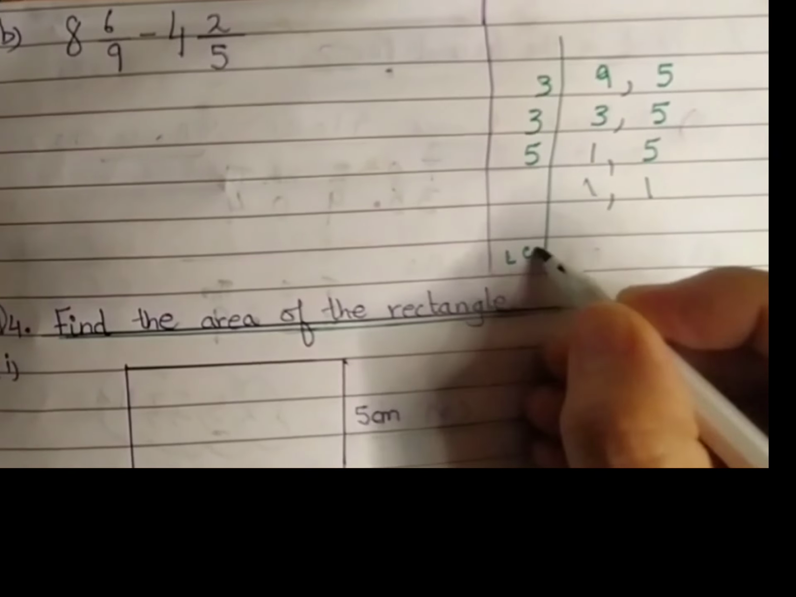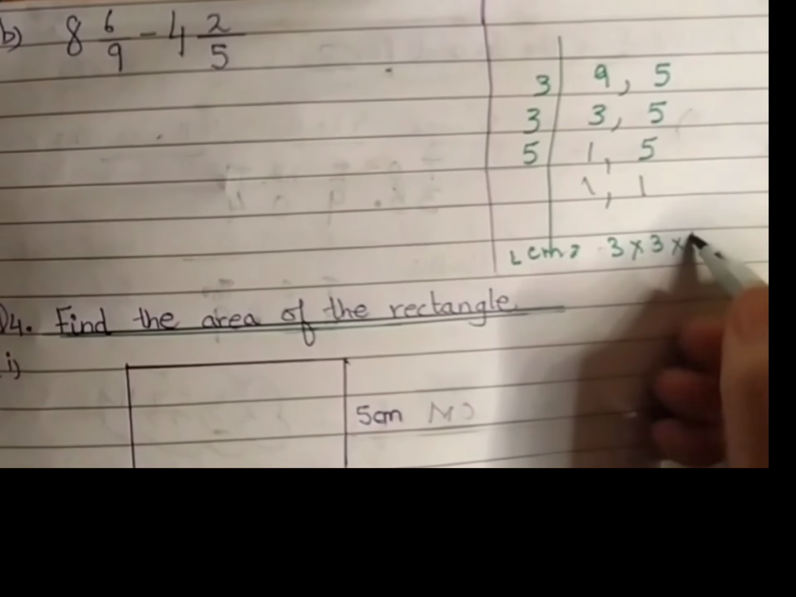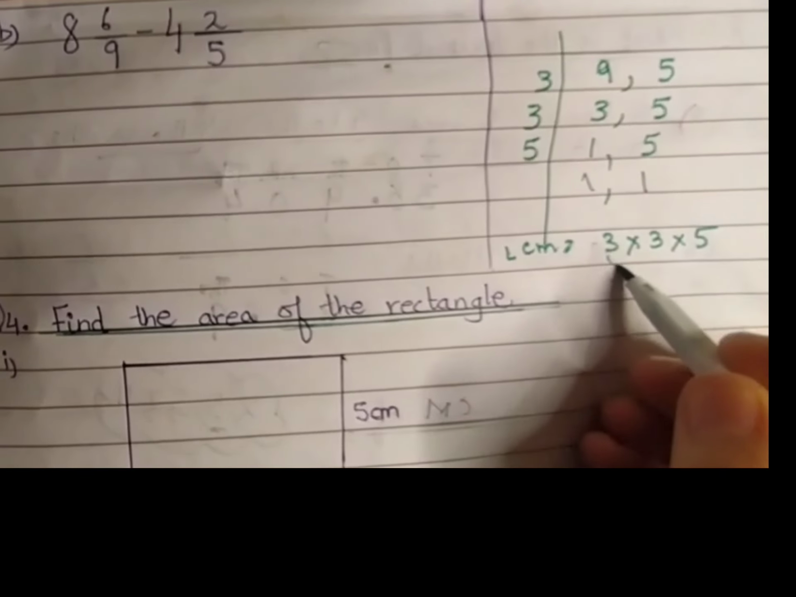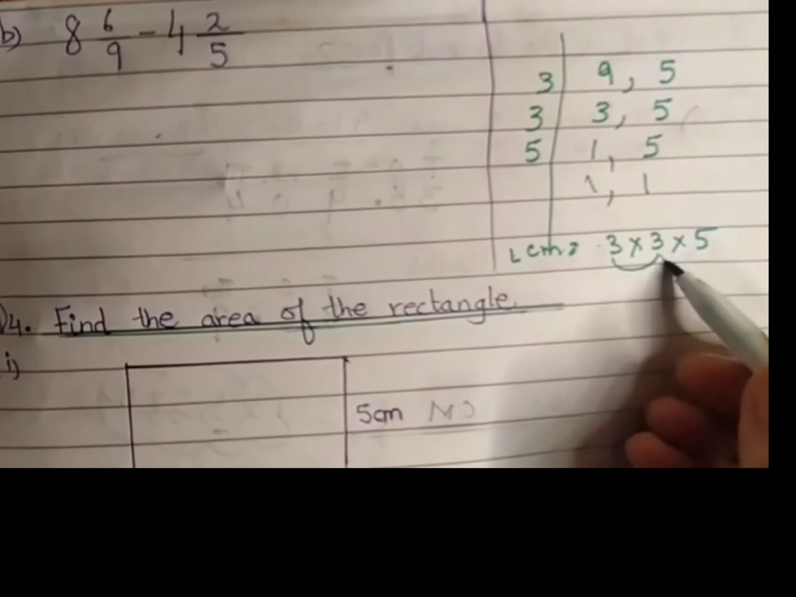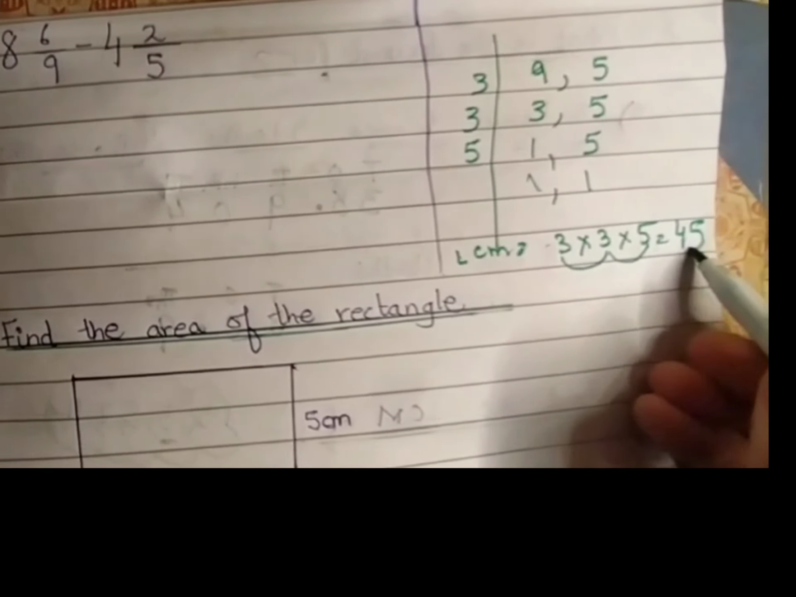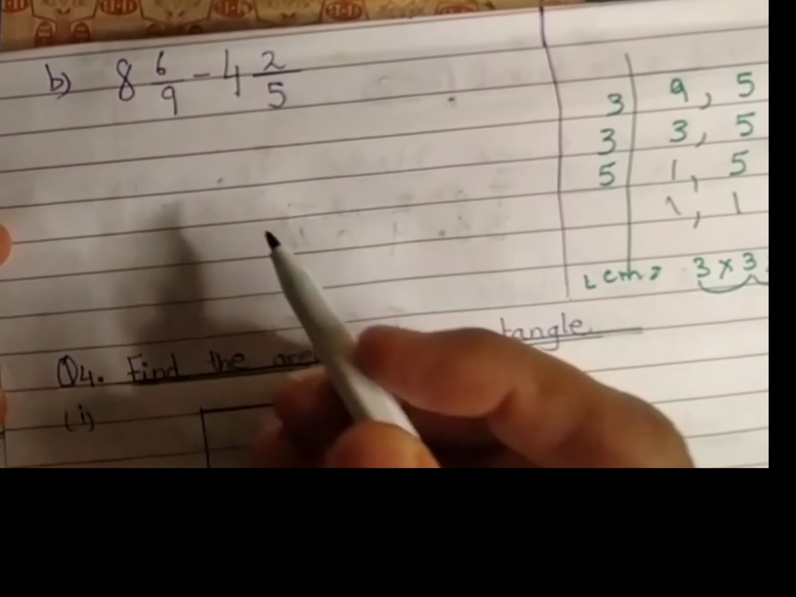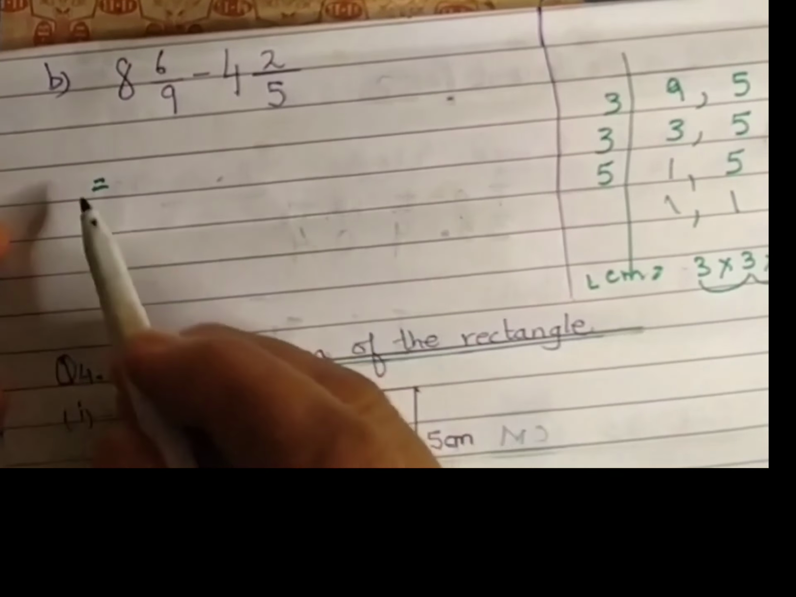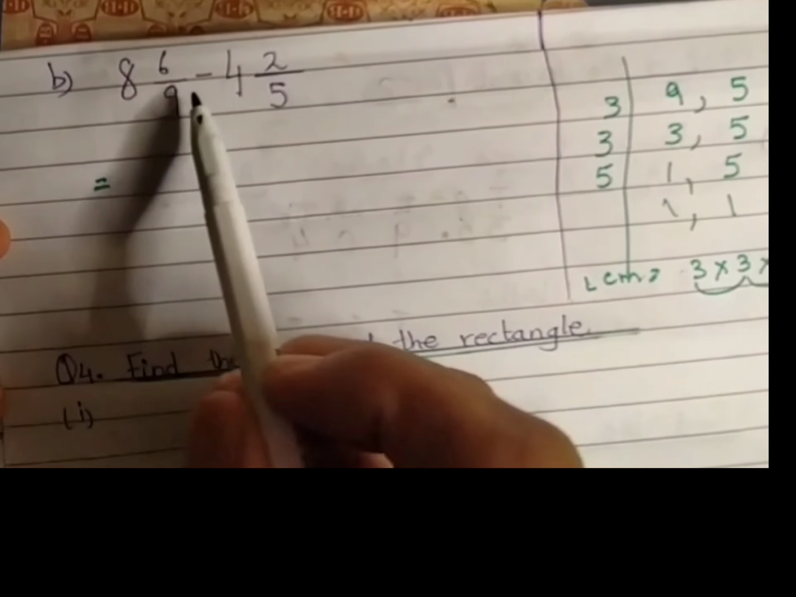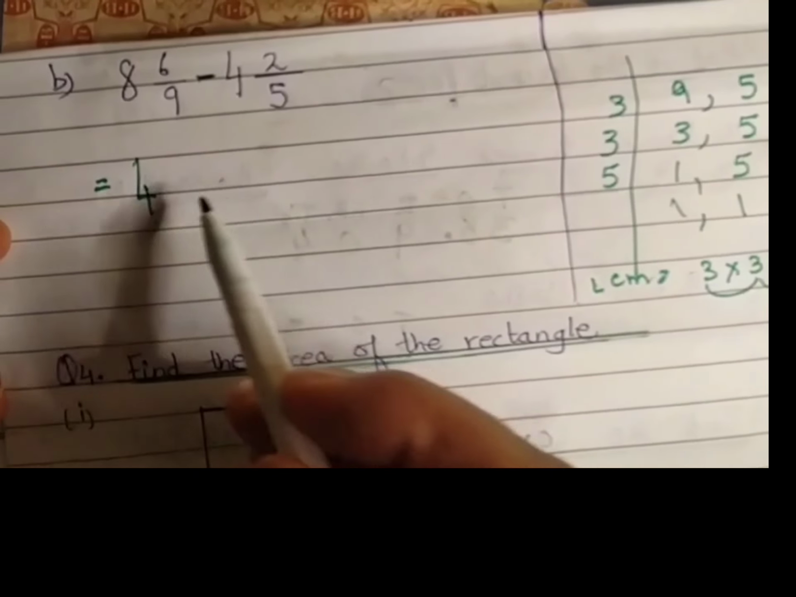So my LCM would be 3 multiplied by 3 multiplied by 5. Okay? 3 3s are 9. And 9 5s are 45. So what is our LCM? 45. So what will I do here, children? I'm going to put the equal sign. I will just focus on the whole numbers first. What do you see here? There's a minus sign here. 8 minus 4 is giving you 4.